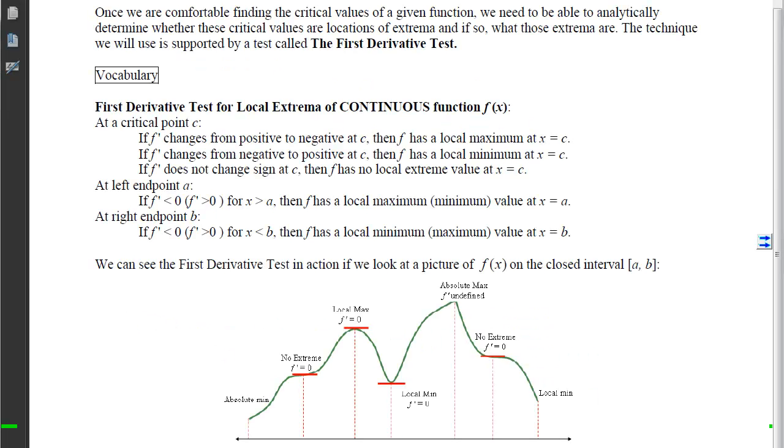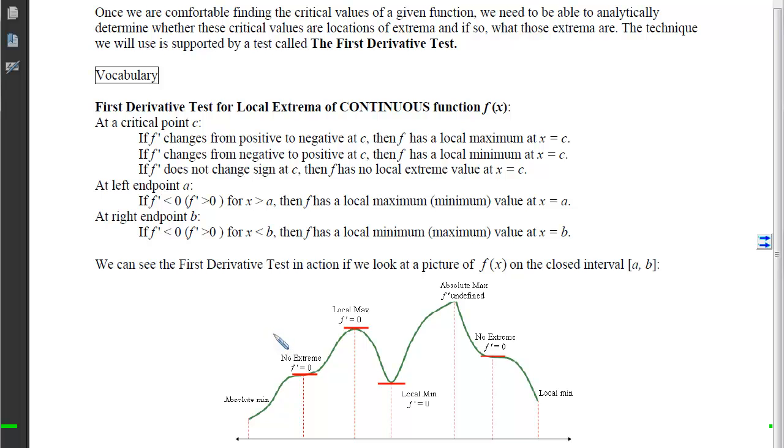Let's keep in mind that the whole goal of this section is to identify the locations and the values that are extrema for functions. So the first step in that is to identify the critical numbers. And once we're comfortable finding the critical values or the critical numbers, whichever you want to call them, we need to be able to analytically figure out whether these critical values will yield maxima or minima, and if they do, what those max and mins are.